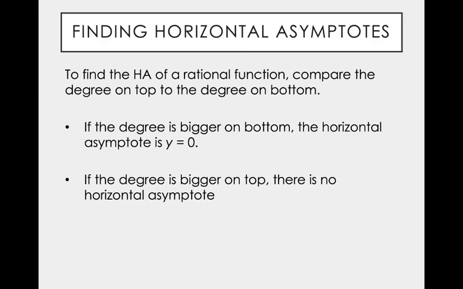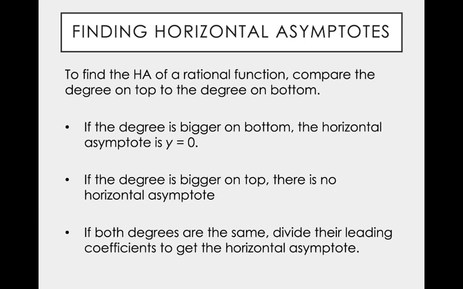If the degree is bigger on top, then there is no horizontal asymptote. So that was the last example that I graphed in the first video, where there was that slanted asymptote. That's where you get no horizontal asymptote if the degree is bigger on top than it is on bottom. And then the only other thing that can happen would be if you had both degrees the same.